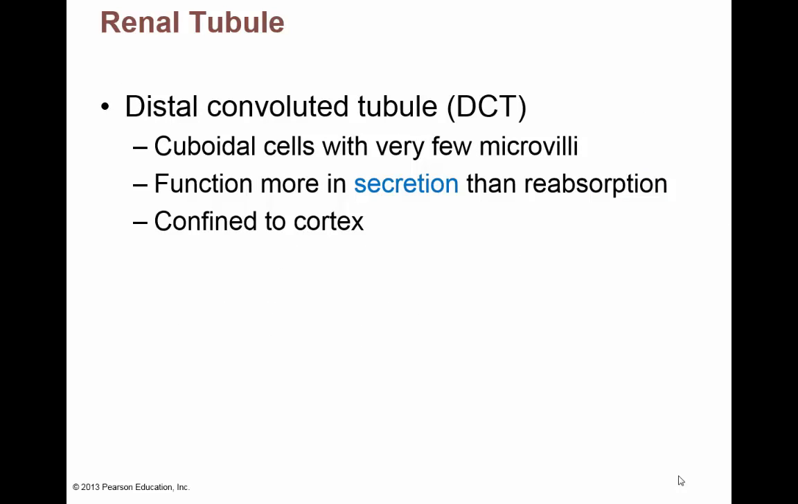Then you have the distal convoluted tubule. You've got some cuboidal cells. There are not as many microvilli. If you don't have as many microvilli, you don't have as much what? You don't have as much surface area. You're not going to have lots of reabsorption.